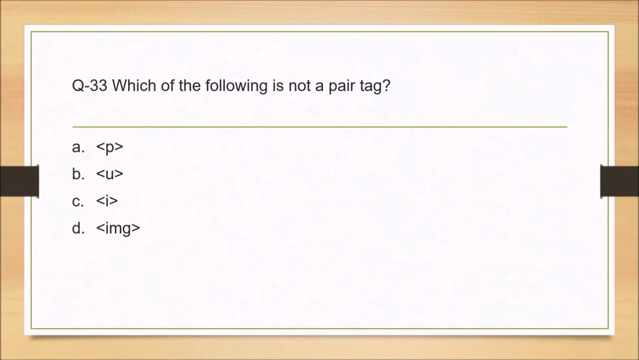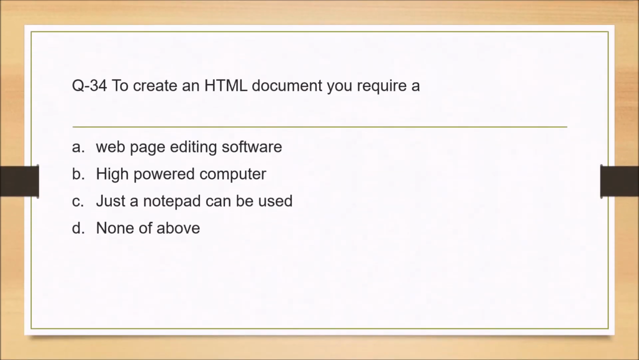Which of the following is not a pair tag? P tag, U tag, I tag, or IMG tag? And the correct answer is IMG tag. To create an HTML document, you require a web page editing software, high-powered computer, just a notepad can be used, none of the above. And the answer is just a notepad can be used.